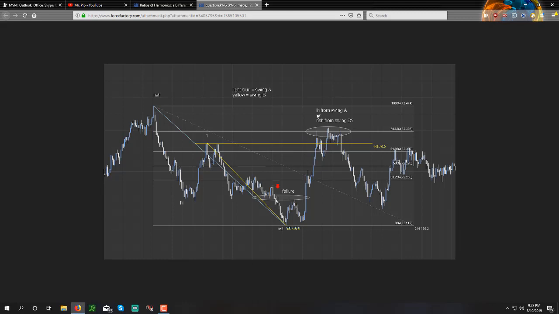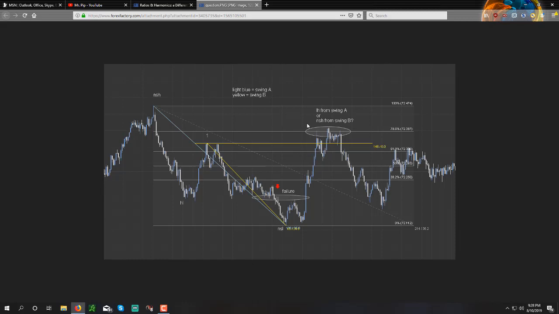Okay, so higher low from swing A or new structure high from swing B. I'm trying to find swing A and swing B. Oh, swing A is the light blue line, and swing B is the yellow line.